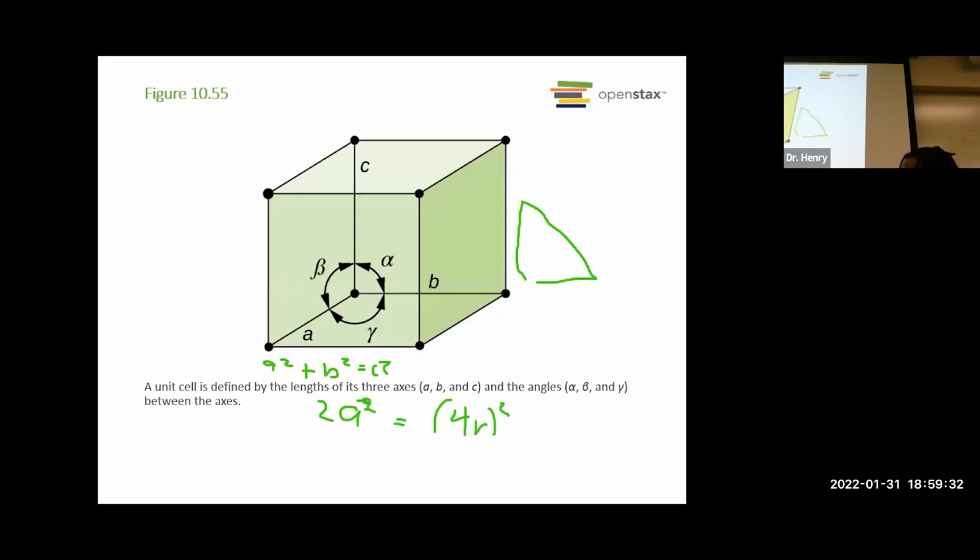Okay. Here, this is just showing us that the angles, we know that each of those are right angles, but this represents the angles. Okay.